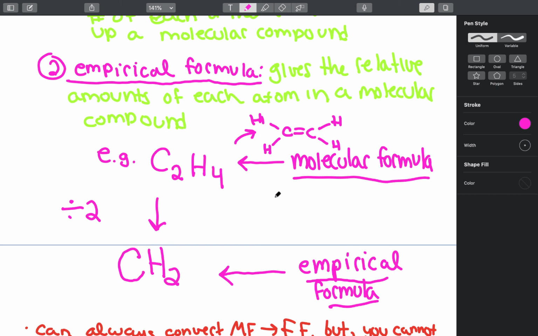So once again, the molecular formula tells us the exact amount of each type of atom in the particular compound, and the empirical formula tells us the relative amounts. So there's 2 hydrogens for every carbon in this molecular compound.